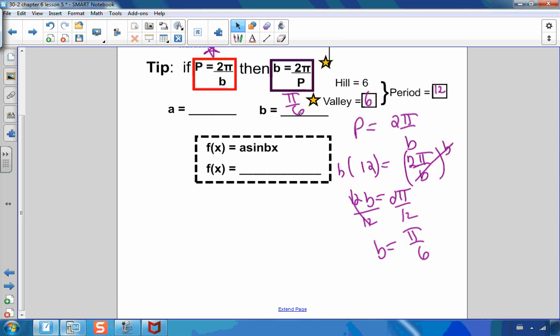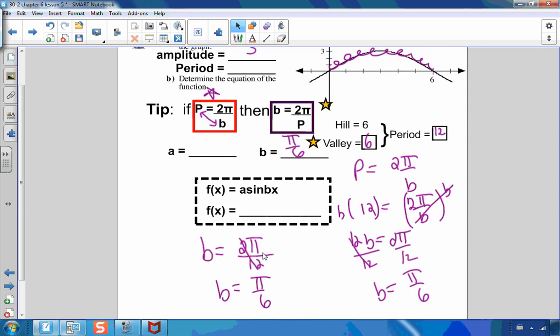Or here's a little tip. The formula you're given on your formula sheet is period equals 2 pi over b, but you could just switch the period and the b around, as long as 2 pi is kept on top. Let's try that. b is equal to 2 pi over my period, which I said was 12. If you look at this, 2 over 12 in lowest terms is 1 over 6. So that looks like it's an easier way, but whichever way you want to do it is fine.